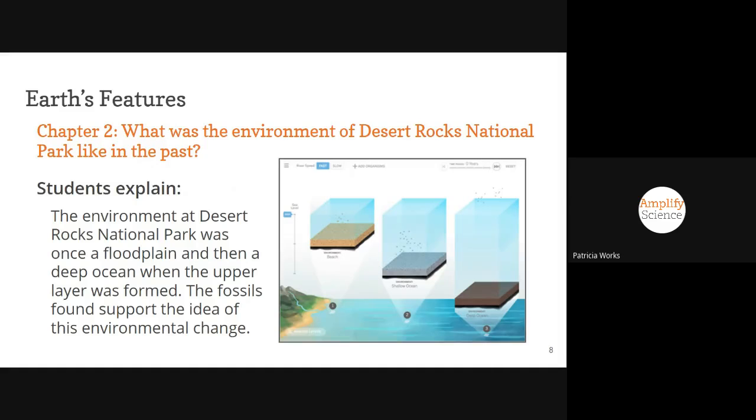In Chapter 2, students work to find an answer to the question, what was the environment of Desert Rocks National Park like in the past? In this chapter, students learn that different sedimentary rock forms in different environments.